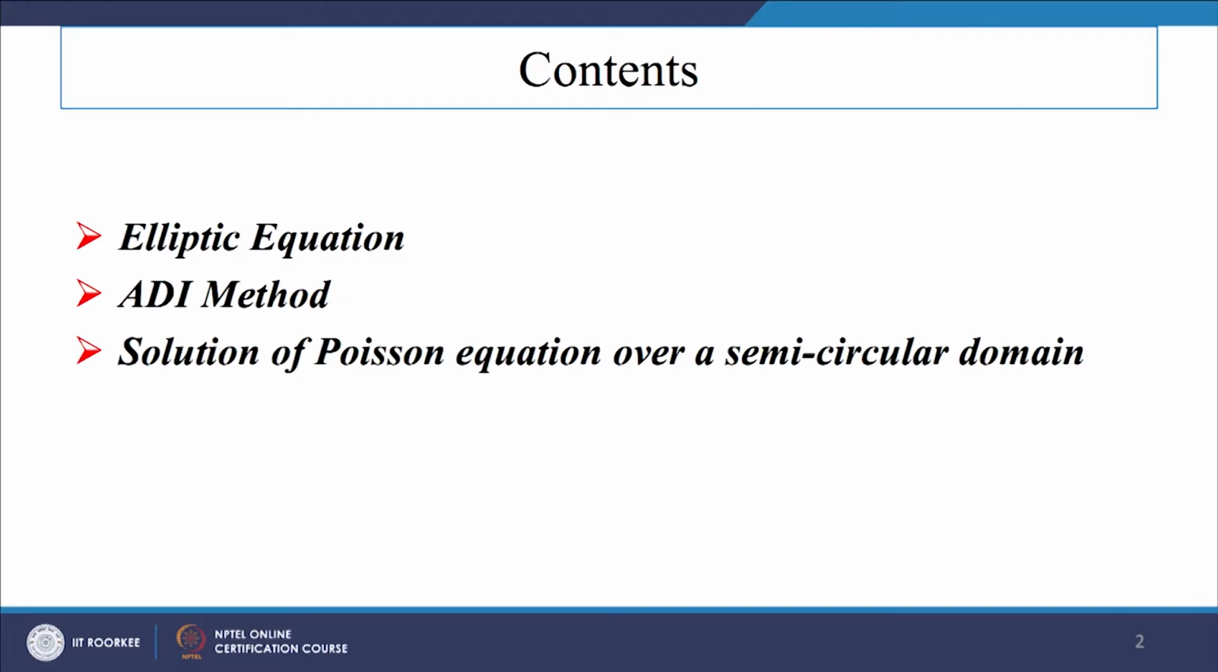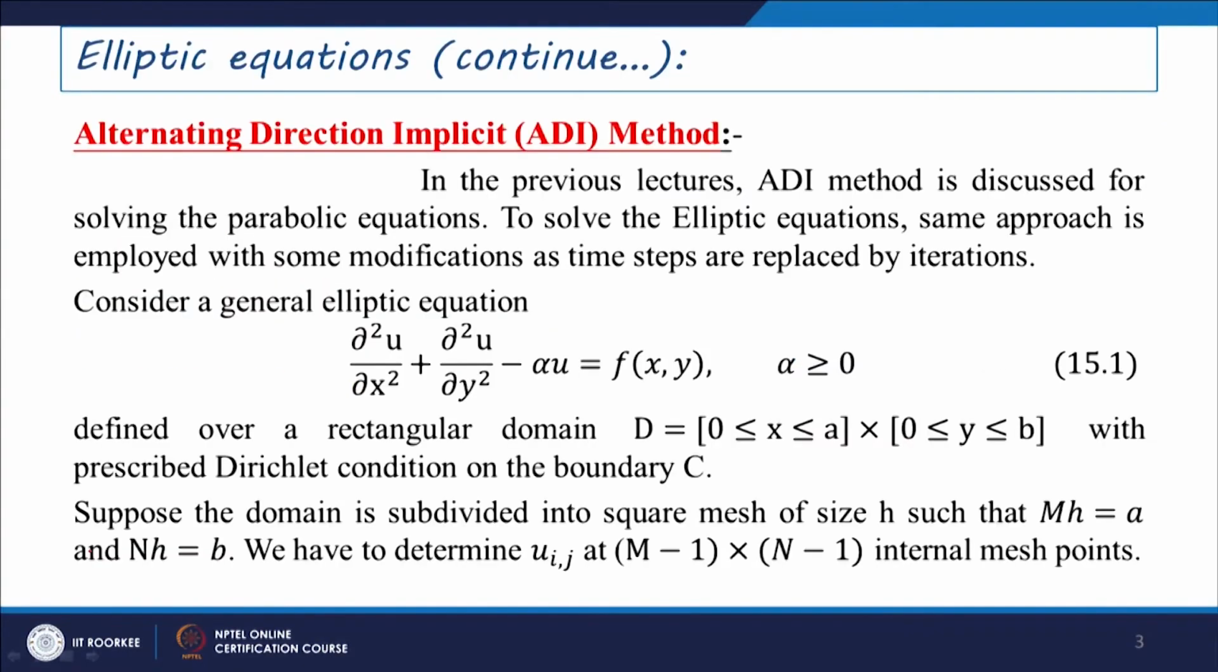Welcome to the lecture series on numerical methods, finite difference approach. In the last lecture we discussed elliptic equations and their solution procedure based on the explicit approach and implicit approach. And in this lecture we will discuss the alternating direction implicit method for elliptic equations. So, if you go for this ADI method here for elliptic equation.